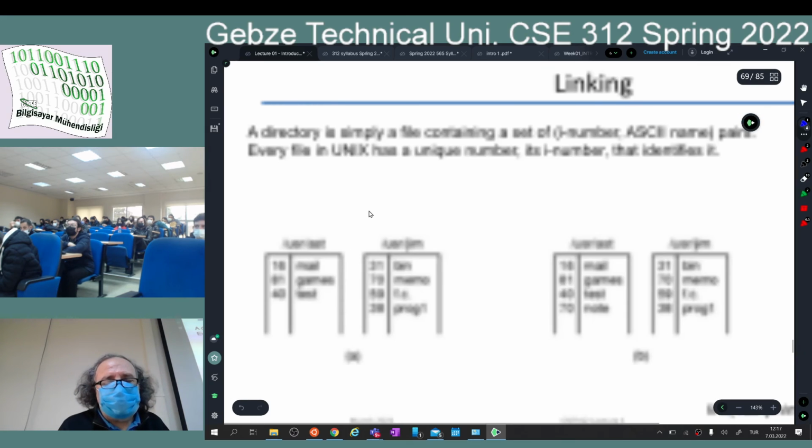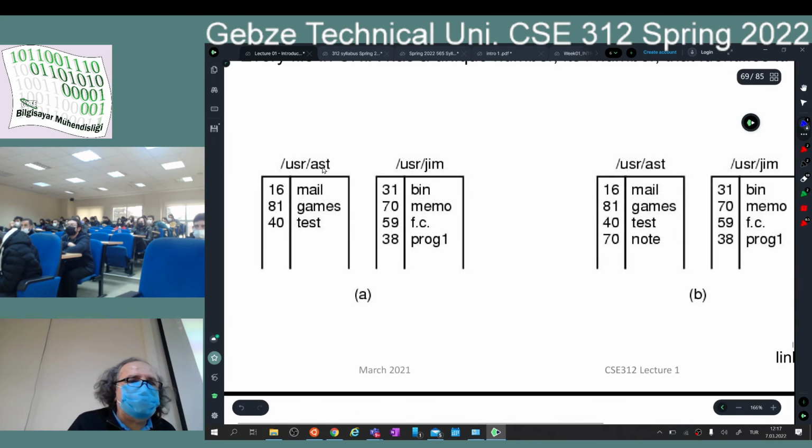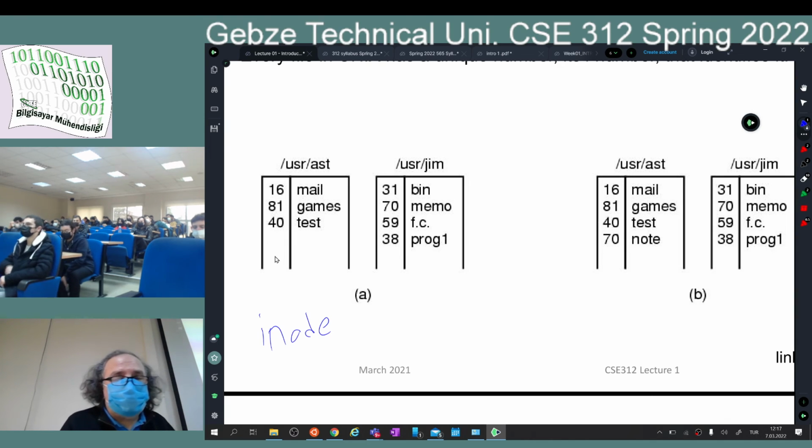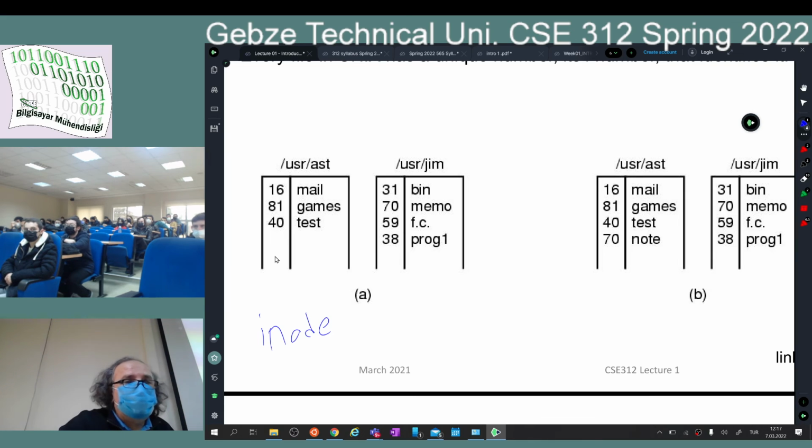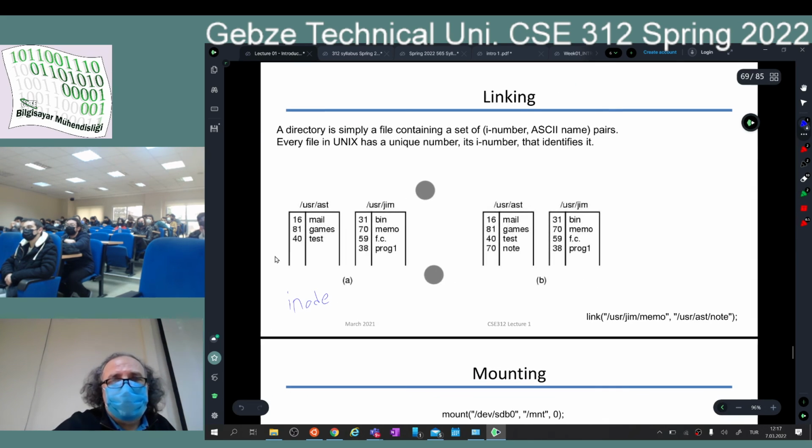Okay, let's assume that we have two directories. One of them is this, the other one is this. These are the names of the files in that directory, and these are the inodes. Inode, index node. In Unix, we use the inode structure, and we are going to see the details of inodes in chapter number 5, I guess. Each file has a unique number actually. So mail has a unique number of 16. That's called the inode number.